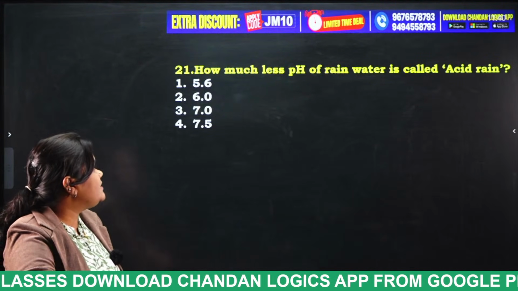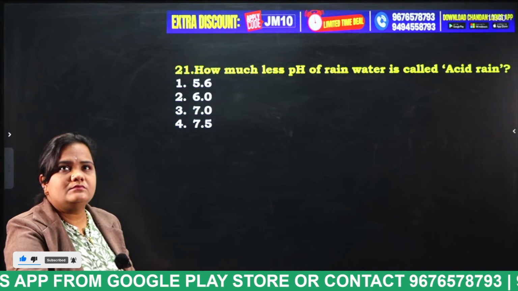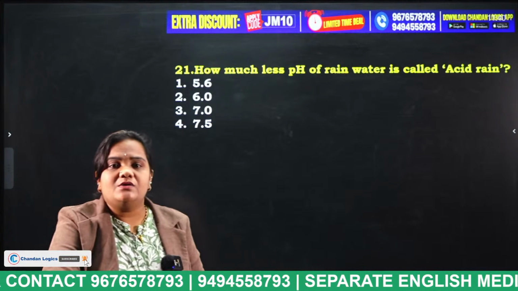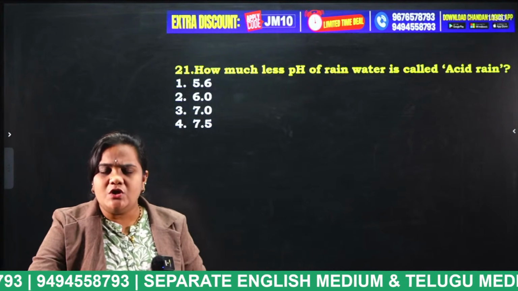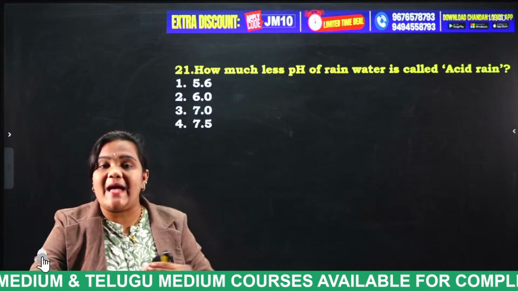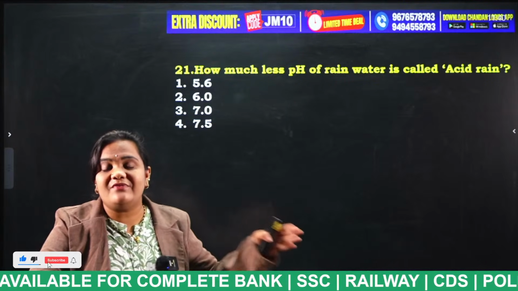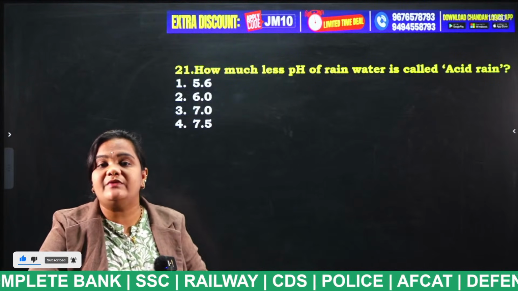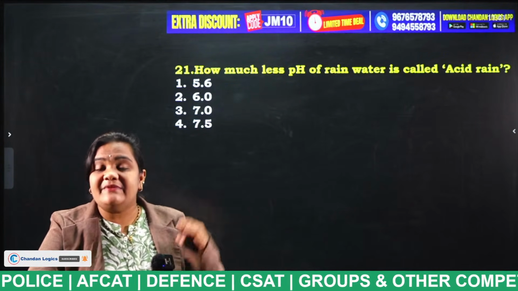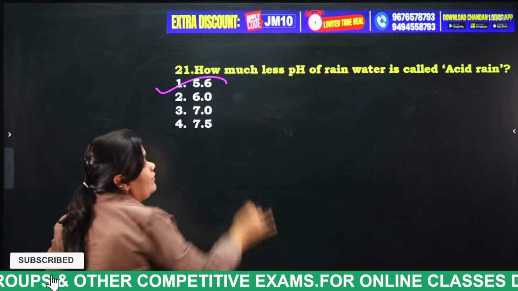Next, how much less pH of rainwater is called acid rain? 5.6, 6, 7.0, 7.5. Yes, Govinda. Now tell me what is the answer for this question. I have explained acid rain many times. So what is the cause for this acid rain, students? It is due to the release of sulfur oxides and nitrogen dioxides. They react with the oxygen present in the atmosphere, and are converted into sulfuric acid and nitric acid. That is the cause of acid rain, and its pH value is always below 5.6.